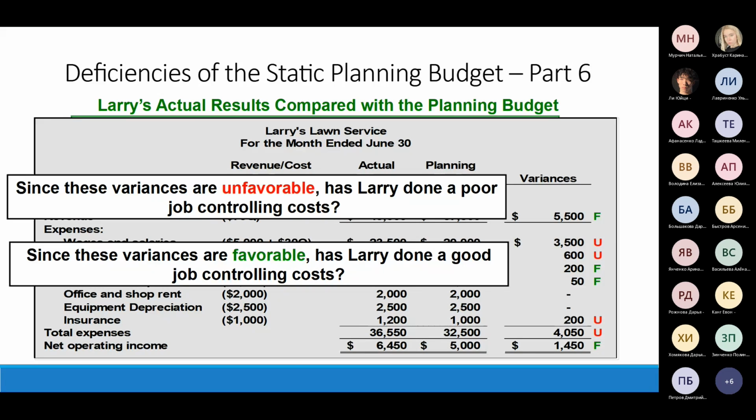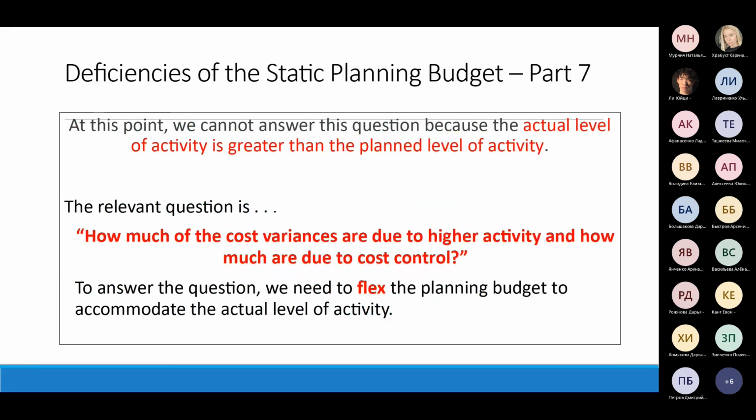Okay. So we can say that it would be the correct conclusion if the number of loans is still the same. If the actual level of activity is the same as the planned level of activity included in the budget, this is a good conclusion. Yes, we have overrun our expenses budget, and therefore it's unfavorable. But this conclusion is not relevant if our level of activity has changed. In that case, the relevant question is how much of the cost variances are due to the higher activity and how much are due to the cost control.